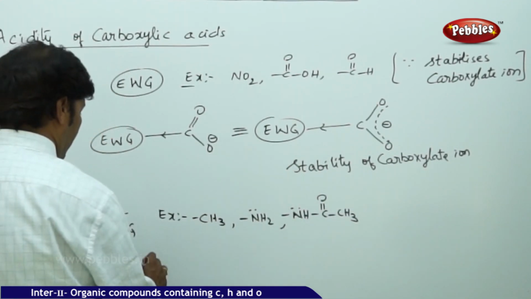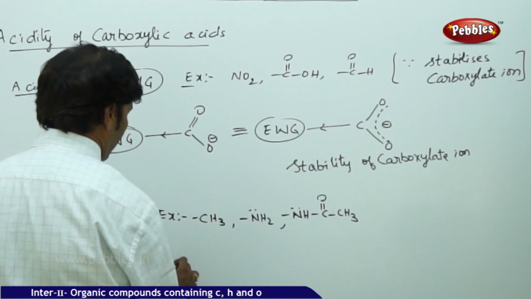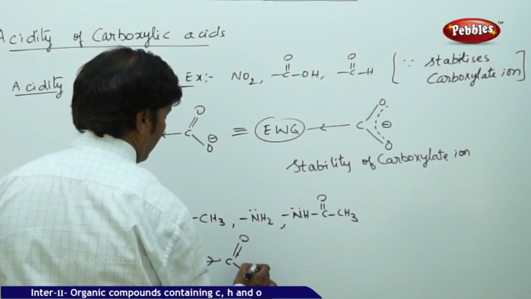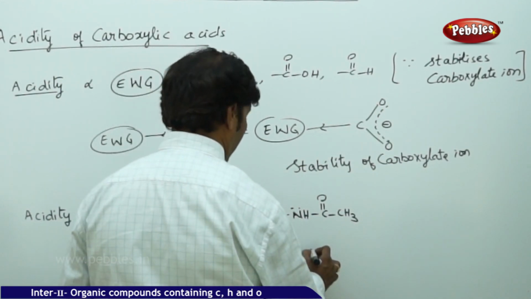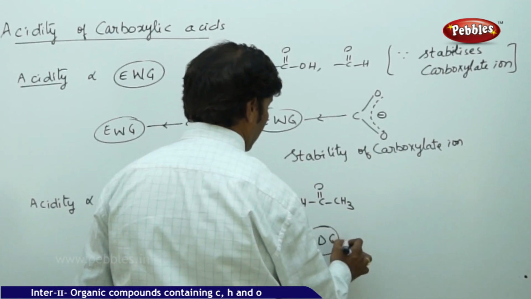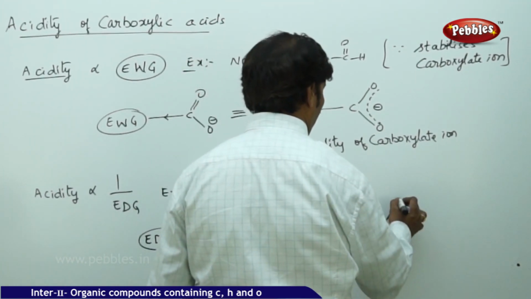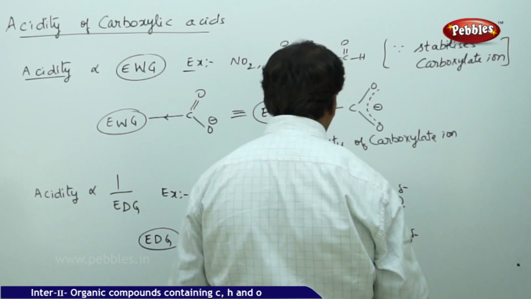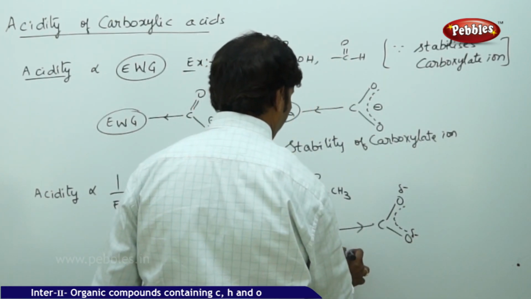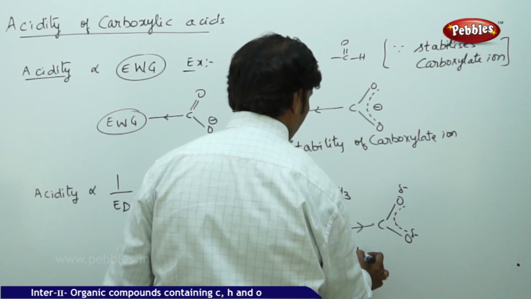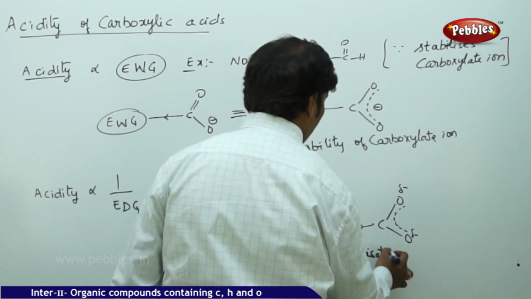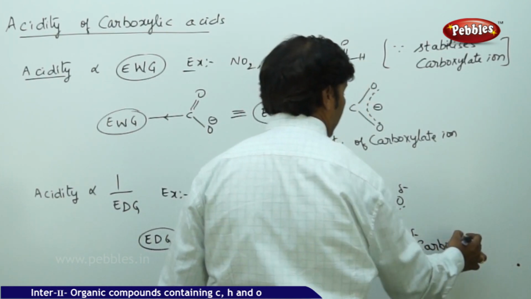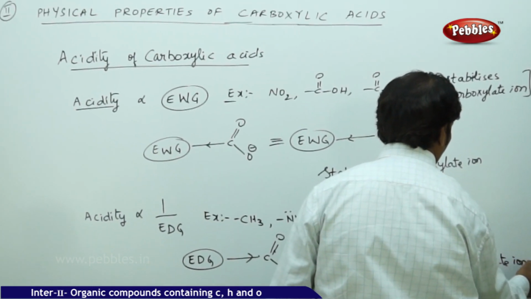That's because the electron donating group increases the electron density of the carboxylate ion. O minus, again comes the electron donating group, it increases the electron density. Oxygen and oxygen, partial negative. This is destabilization of the carboxylate ion.